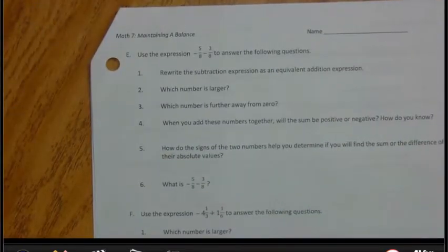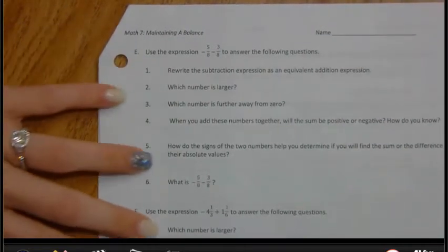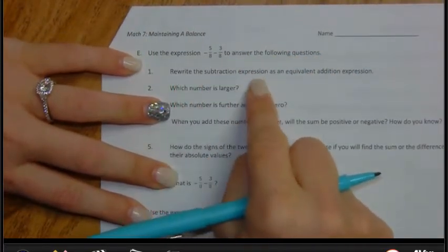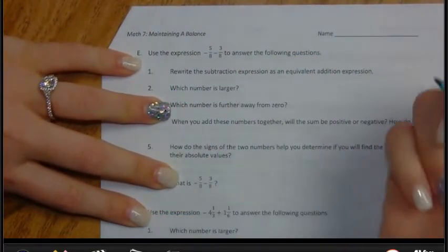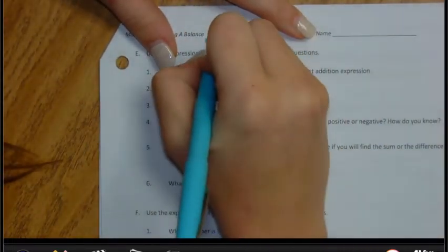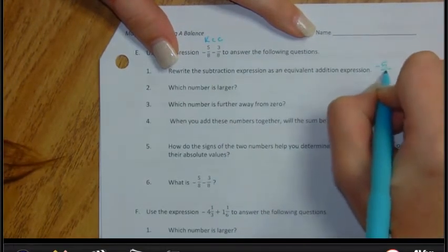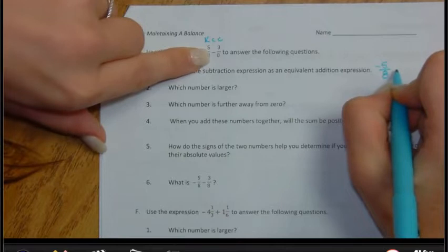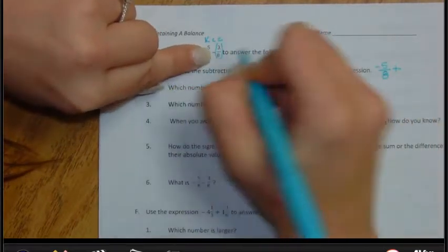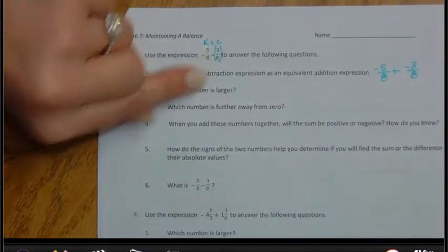All right, letter E. Use the expression -5/8 minus 3/8 to answer the following questions. Rewrite the subtraction expression as an equivalent addition expression. All right, so I'm going to change subtraction to addition. So I'm going to do keep, change, change. I'm going to keep the first term, -5/8, change subtraction to addition, and then change the value of 3/8 to -3/8.